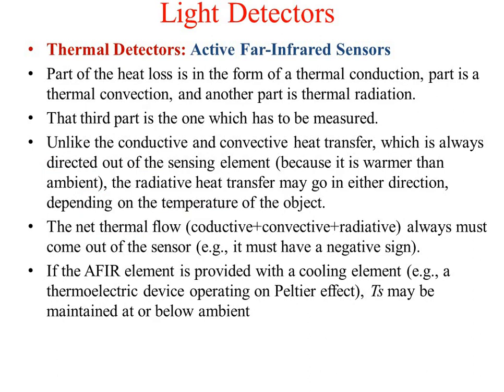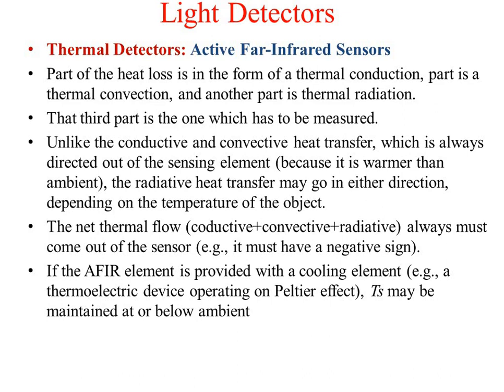So part of the heat loss is in the form of thermal conduction, another is thermal convection, and another is thermal radiation. So we know that when the object is there, there are three types of losses: thermal conduction, thermal convection, and thermal radiation. What we are supposed to measure in these thermal light detectors is the thermal radiation. That is the third part we are supposed to measure.